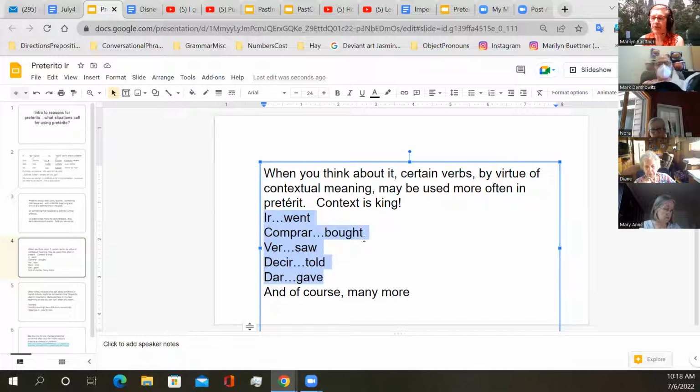Now, here's a difficult thing about preterito. Ir in preterite is going to be very irregular. You already saw it, the fui, fuiste, fue, all of those. Comprar will be regular. Ver is technically irregular, but it really shouldn't be. Decir, very irregular. Dar, very irregular.